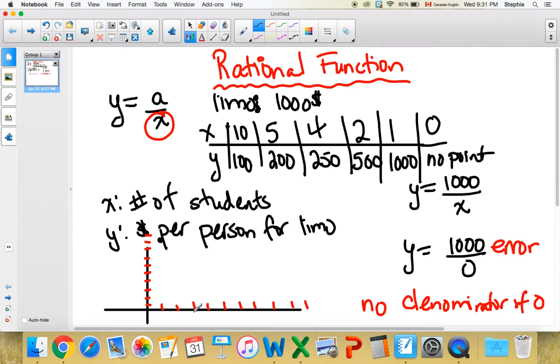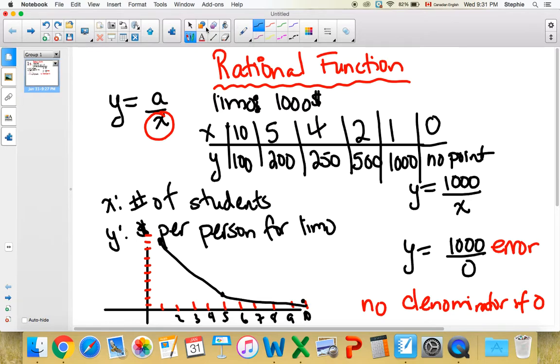As the amount of people go up, what is going on with the price? It's actually getting smaller. So at 6 people, 7 people, 8 people, 9 people, 10 people. At 10 people, literally, it was like $100. So as the x's are going bigger, the y's are getting smaller. Okay, this is a really lame drawing, but the whole point is to kind of see what this looks like.